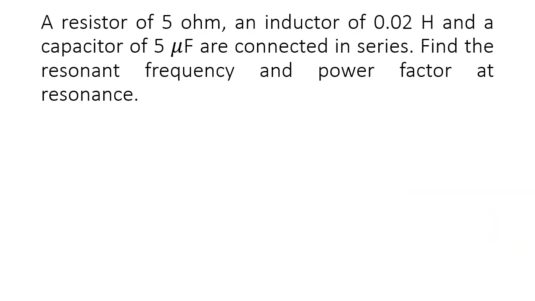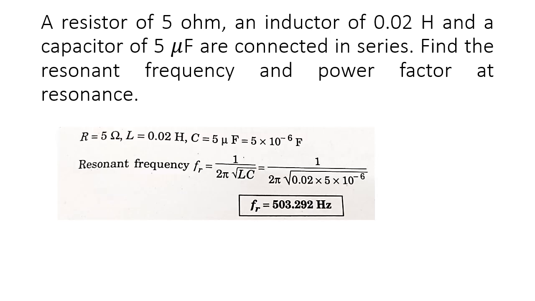Let's solve a problem. A resistor of 5 ohm, an inductor of 0.02 Henry, and a capacitor of 5 microfarad are connected in series. Find the resonant frequency and power factor at resonance. We know the formula for resonant frequency. Fr is equal to 1 by 2 pi root LC, and these are the given data. Simply substitute the data in the formula, and we will get Fr is equal to 503.292 Hz.